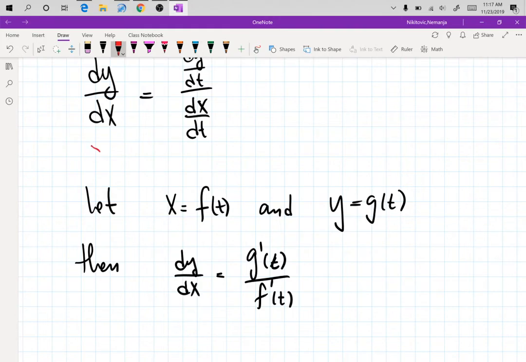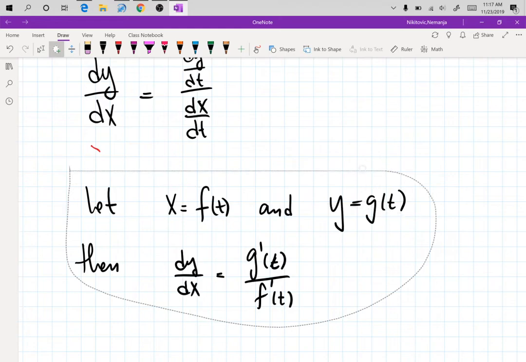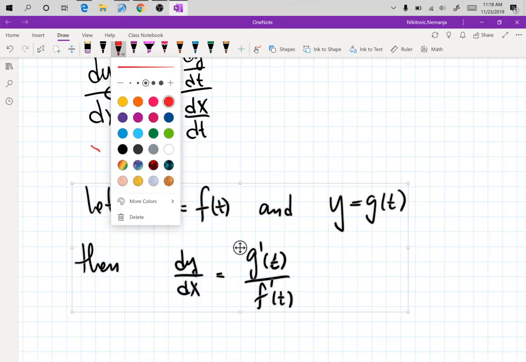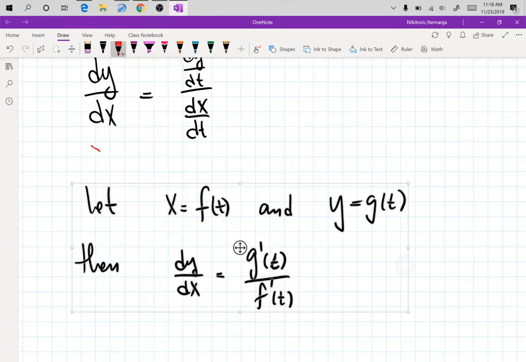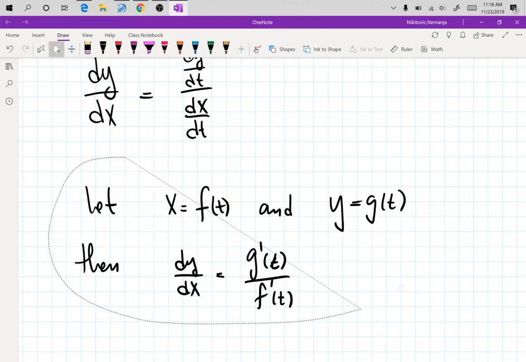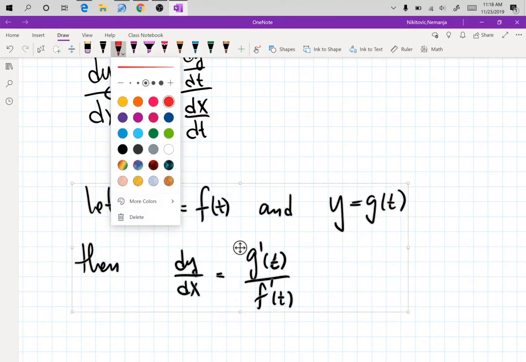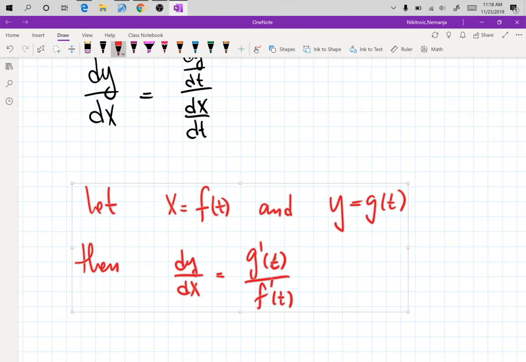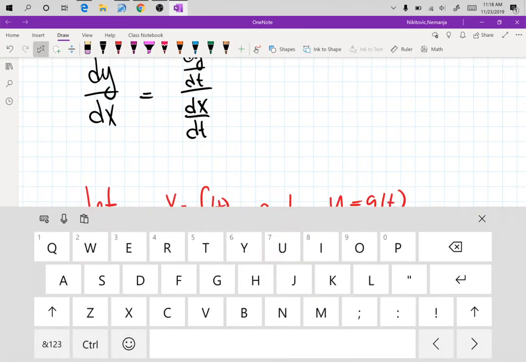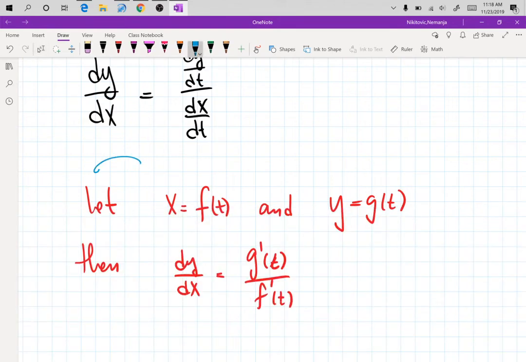First of all, this is supposed to be red. I'm not sure why it's not coloring the lead. Let's try one more time. When I press red, it should be red. There we go. And now put it in the blue bubble.